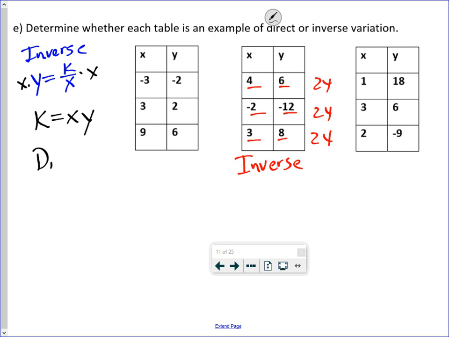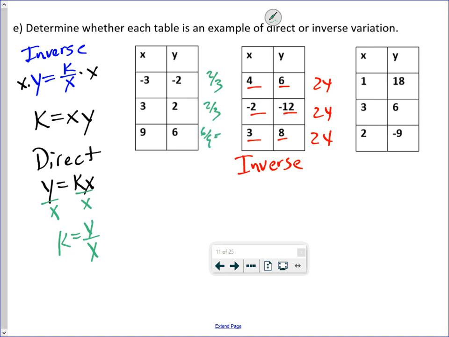Now, direct variation, we said was y equals k times x. So the alternate form of that is k equals y divided by x. So if I do y divided by x, and I always get the same thing, then that's direct variation. Here they're not the same, so this one is neither, or neither, depending on how you want to pronounce it.